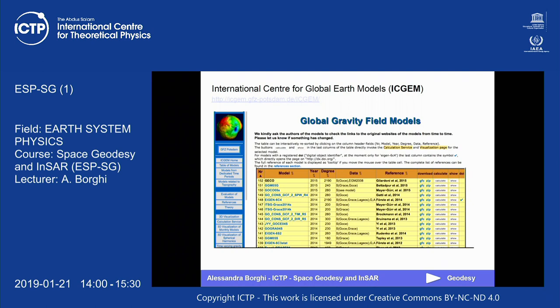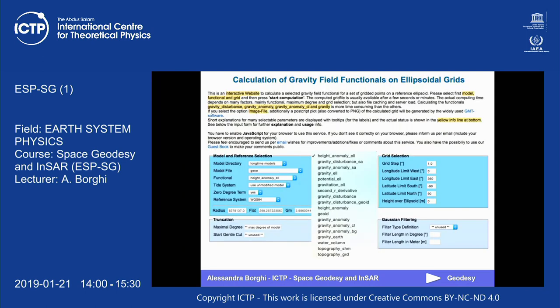So you can have information about the references, the authors that have computed this model, and you can download it in this GFC file. You can find all the spherical harmonic coefficients, the T_lm coefficients. If you know these, you can compute, using a spherical harmonic expansion, the values of T at a point. And you can also show the model or calculate it with software.